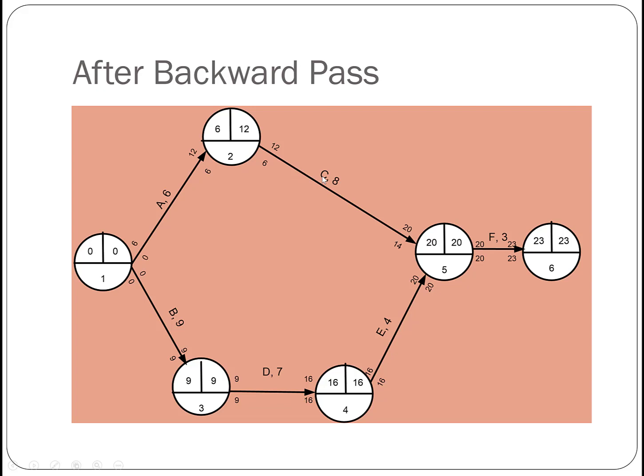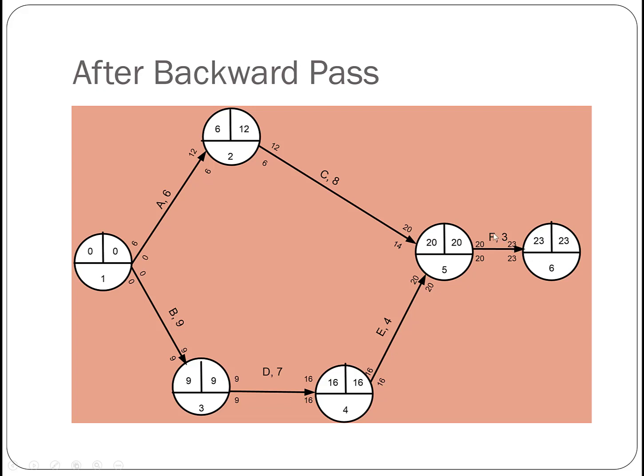And if we look at activity C, C's earliest finish time is day 14, and the latest finish time is day 20. So this 20 subtracting this 14 here is a 6. So C has a slack of 6 days. The maximum amount of time that you can delay C is 6 days without delaying this entire project.